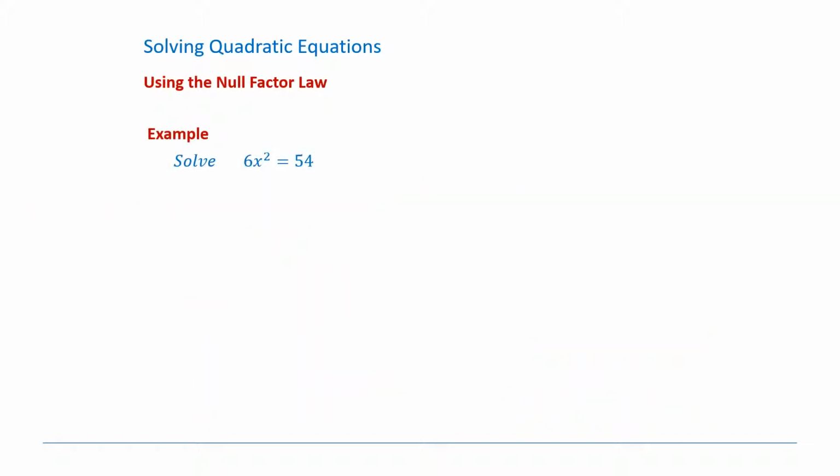Okay, let's look at the next question. 6x squared equal to 54. Now I can solve this easily. I can divide both sides by 6, which is going to give me x squared equal to 54 divided by 6, which is 9, and x equal to, because of the square, I've got to put plus or minus the square root of 9, which is 3. So simply we got x equal to plus or minus 3.